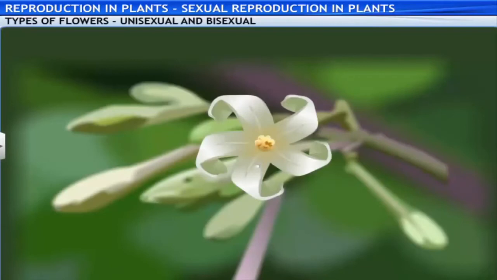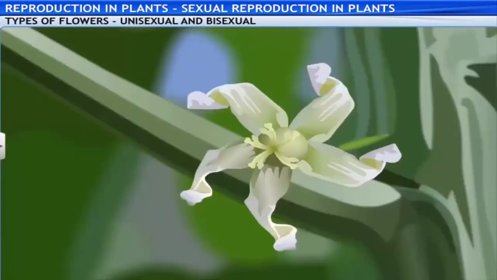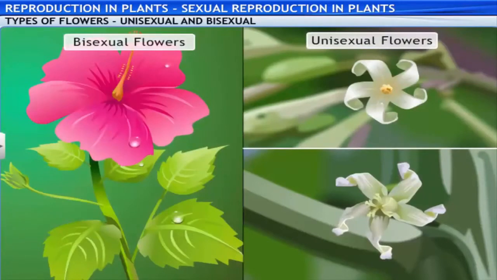This is a papaya flower. It has only stamens. Interestingly, this one has only a pistil. It is not necessary for every flower to have both stamen and pistil.